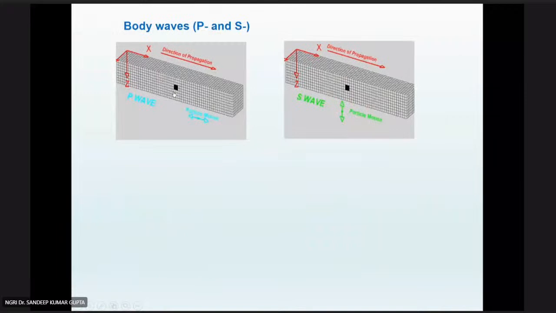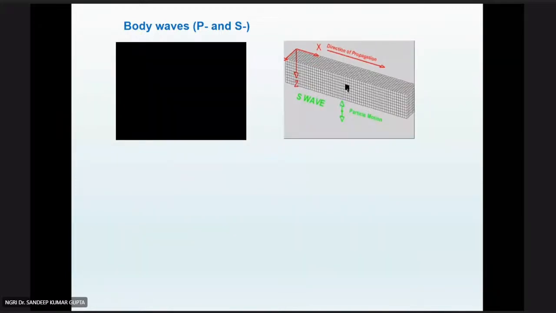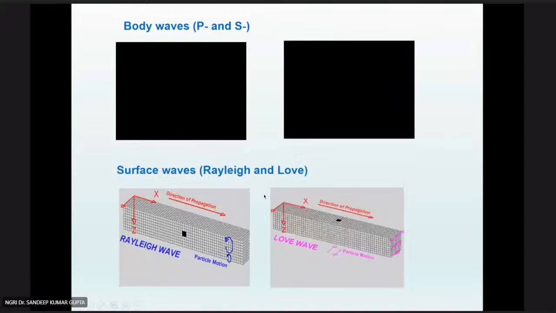This cartoon shows that in the P wave, which is a body wave, just observe this black dot. As the wave moves, the particle motion is in the direction of the propagation of the wave. But in case of the shear wave, as the wave moves in one direction, the particle motion is perpendicular to it. It can be in the vertical direction as well as in the horizontal direction. But in case of surface waves, which travel along the surface, the particle motion is elliptical.